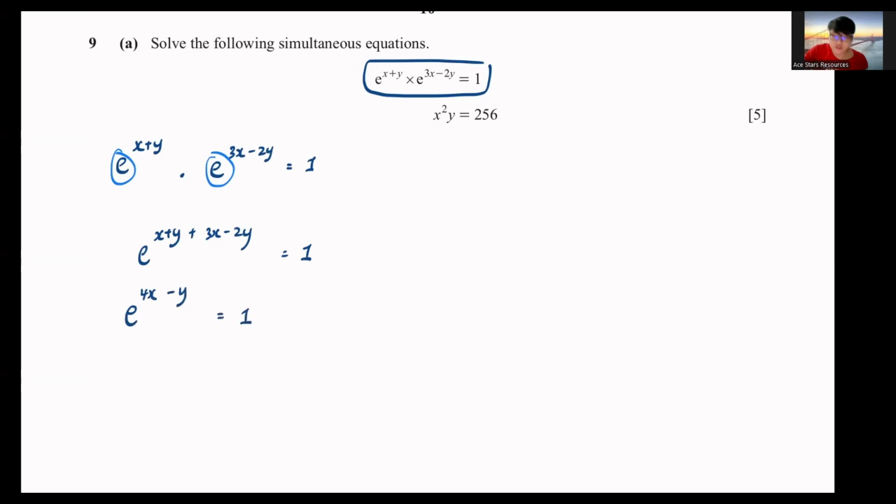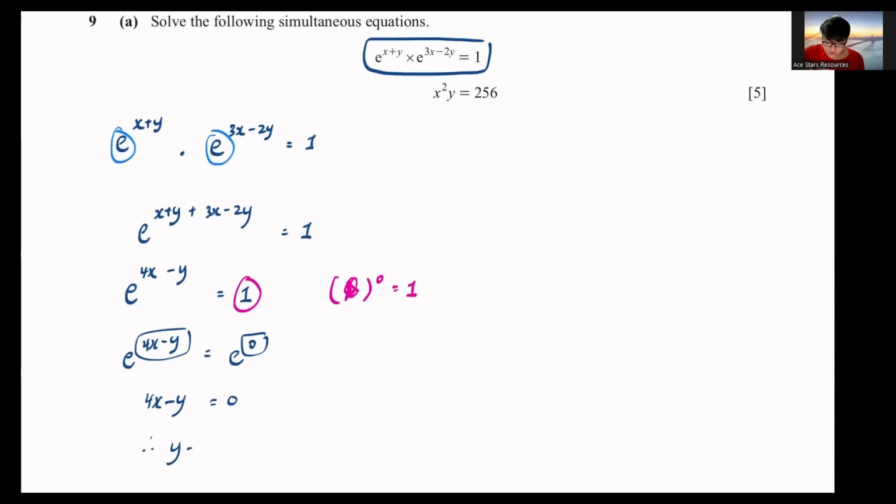I don't think this question is difficult because 1, technically, can be anything to the power of 0. Remember, anything to the power of 0 will be 1. Since we are making a comparison, you might as well just make it e to the power of 0 so that you can link it: 4x minus y is equal to 0. You want to make the connections, right? So therefore, y will be 4x. That is your first equation.